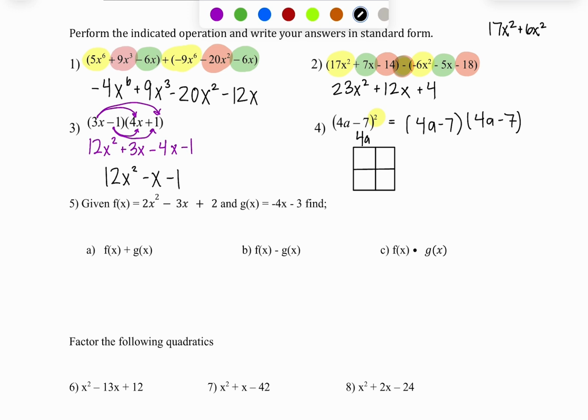So each term, 4a minus 7 and 4a minus 7, will go on the length and the width of the box, and then just multiply. So this is going to be 16a squared. This will be negative 28a. 4 times negative 7, I'm just multiplying the 4a and the negative 7 to get negative 28. Just multiply what the column and row are. This will be positive 49, and then add all together. So you get 16a squared minus 56a plus 49.